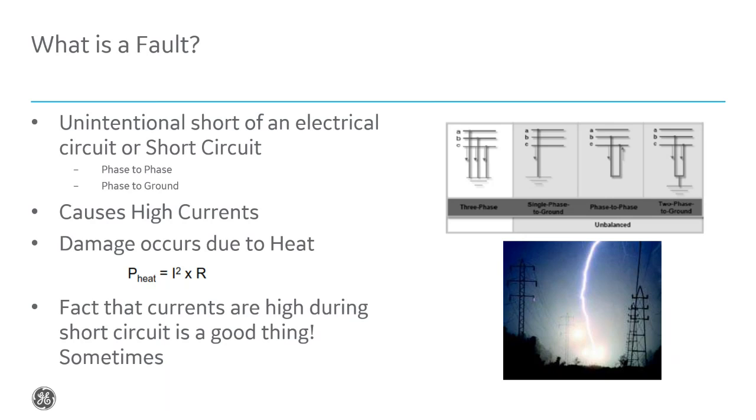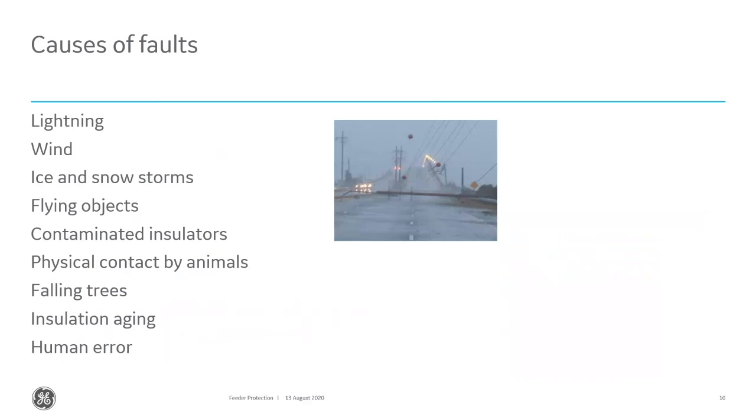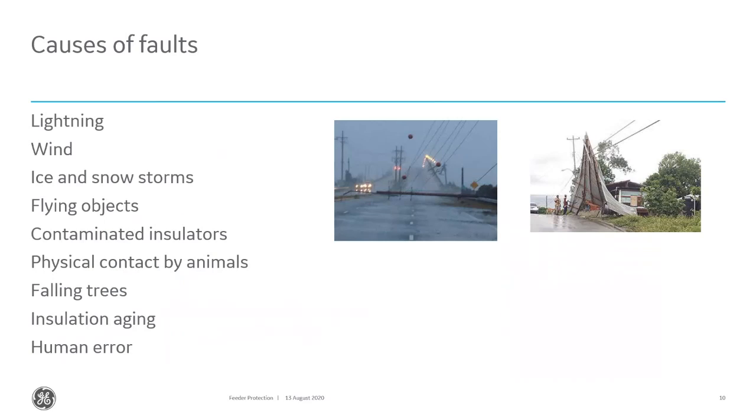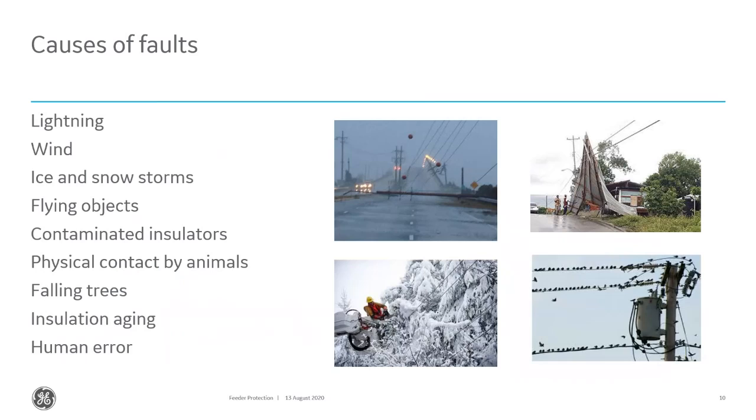Short circuit is bad for the equipment if left for long periods of time, if it's not cleared. However, it's also good to have high currents, so we can have relays that can sense short circuits on the power system. What are some of the causes of power system short circuits or faults?